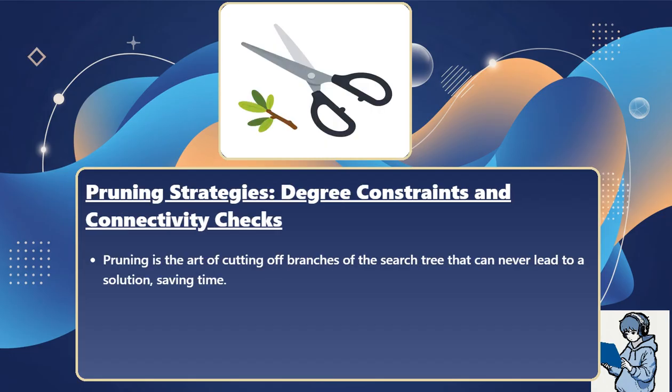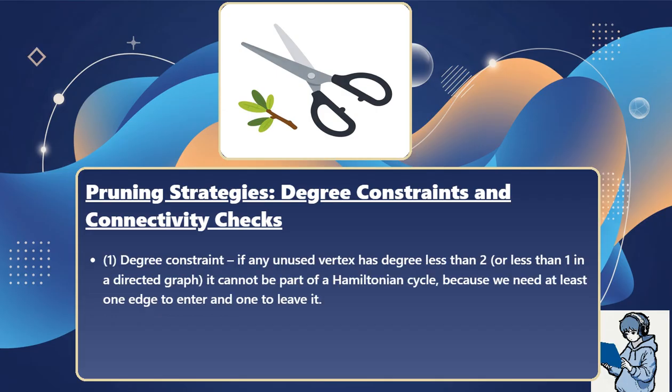Pruning is the art of cutting off branches of the search tree that can never lead to a solution, saving time. Two simple checks are: 1, degree constraint. If any unused vertex has degree less than 2, or less than 1 in a directed graph, it cannot be part of a Hamiltonian cycle because we need at least one edge to enter and one to leave it.